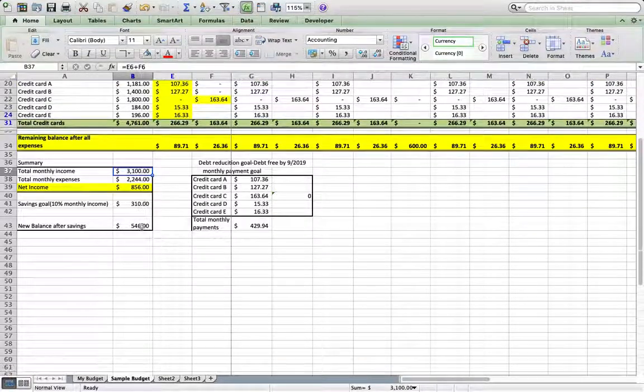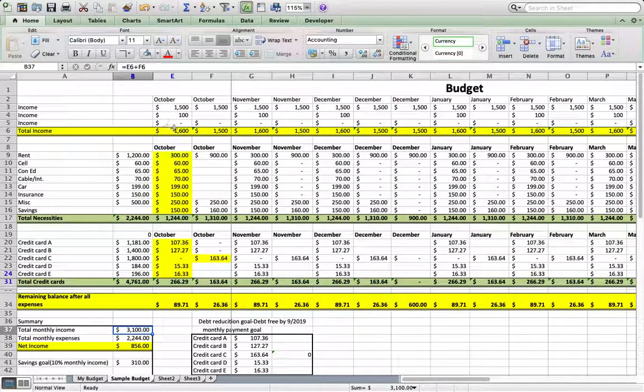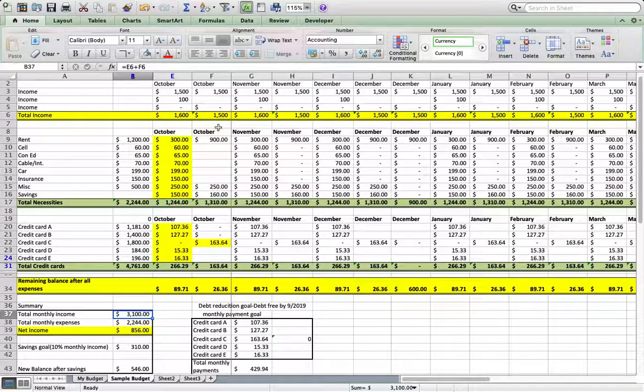Here, I put a little formula, which, if your salary is not changing, it's okay to just leave it. If you know it's $3,100 every month, then you just leave it at $3,100. If you're hourly, obviously you need to go in here manually and change it. But this person has a steady income, so they have $3,100.